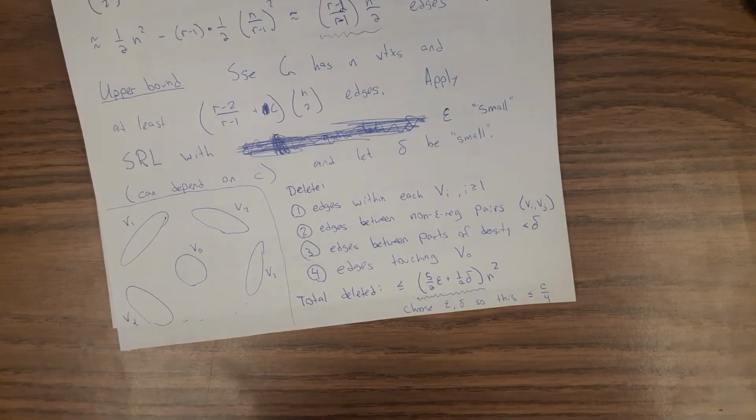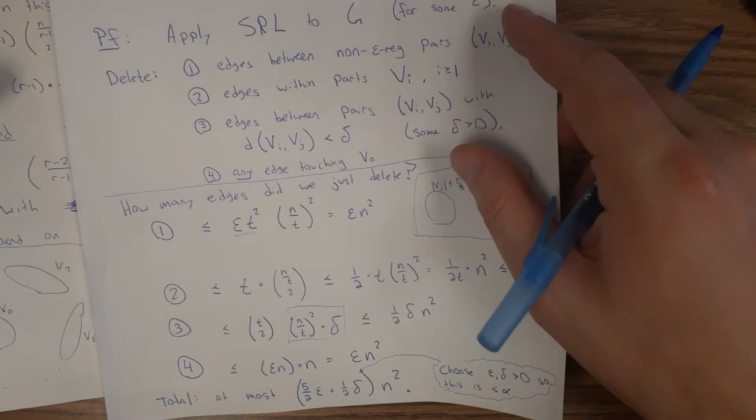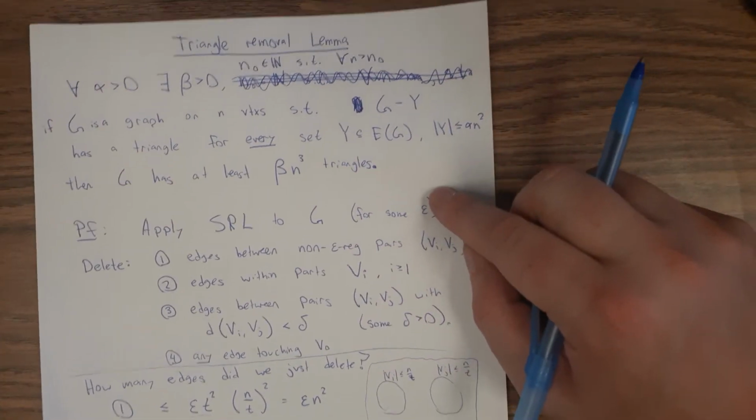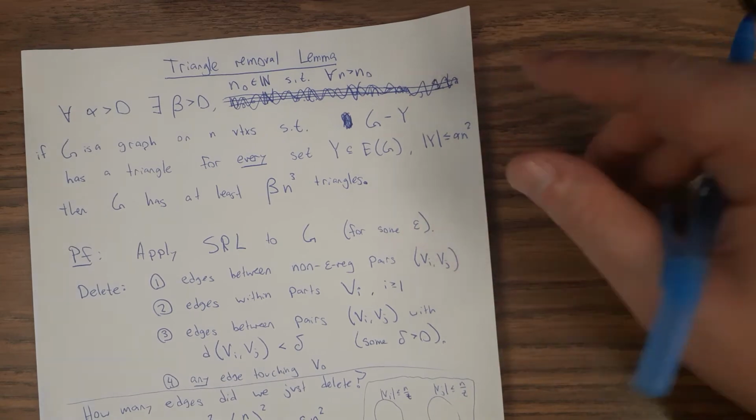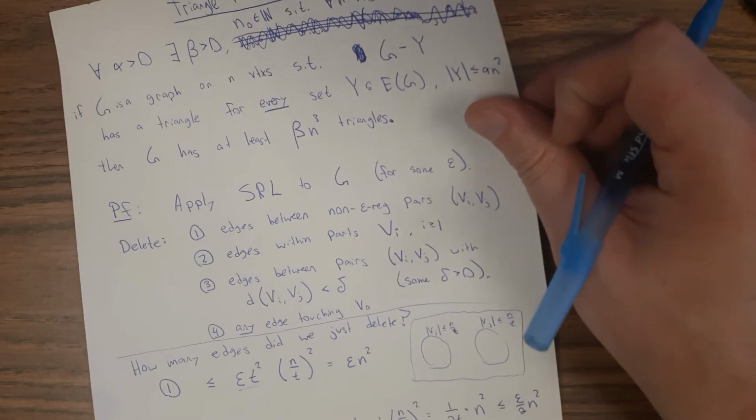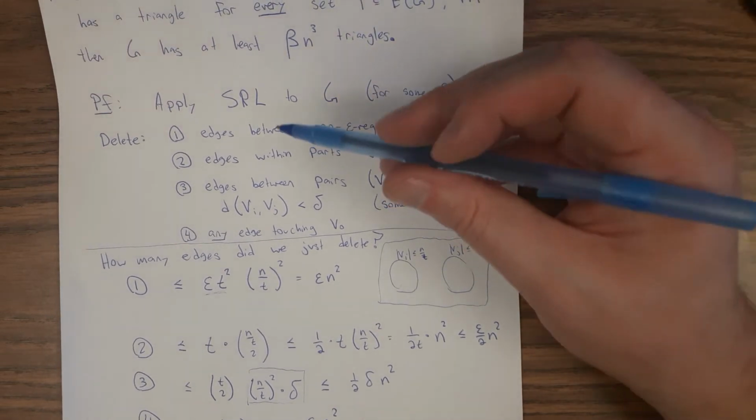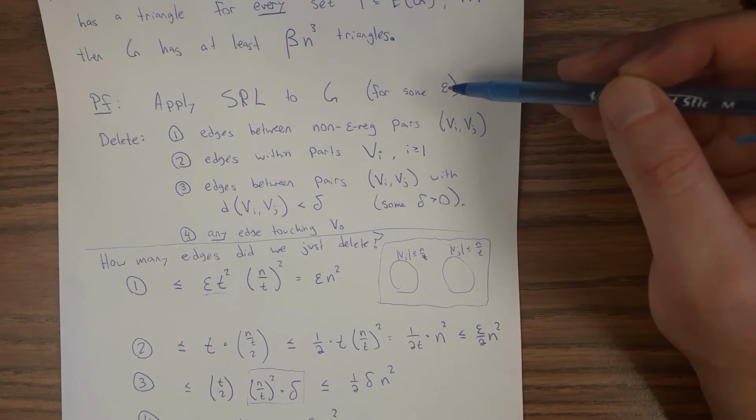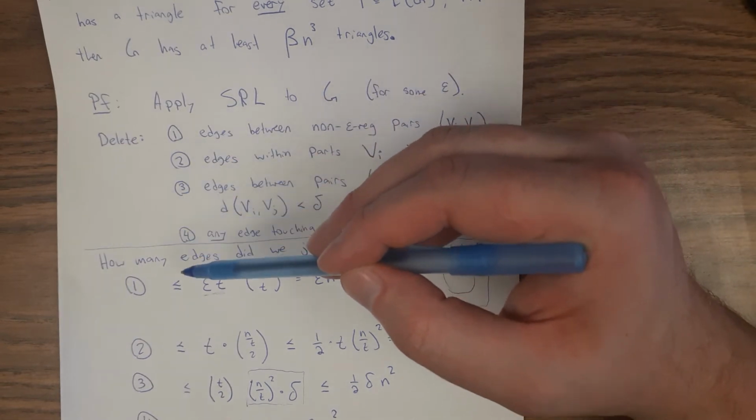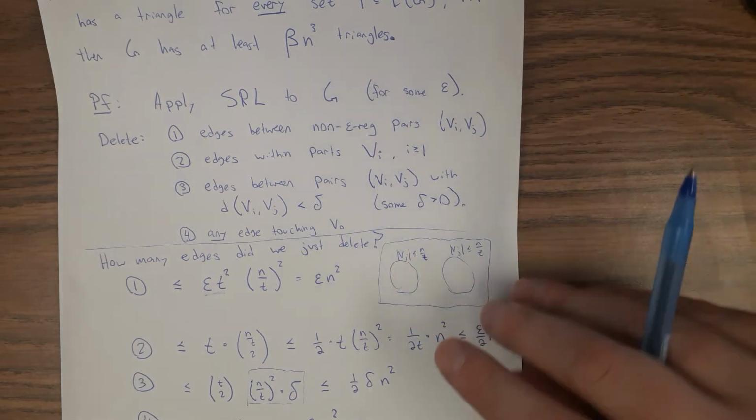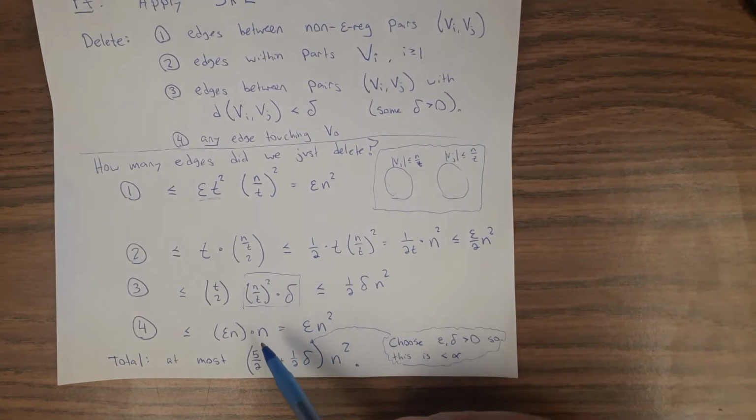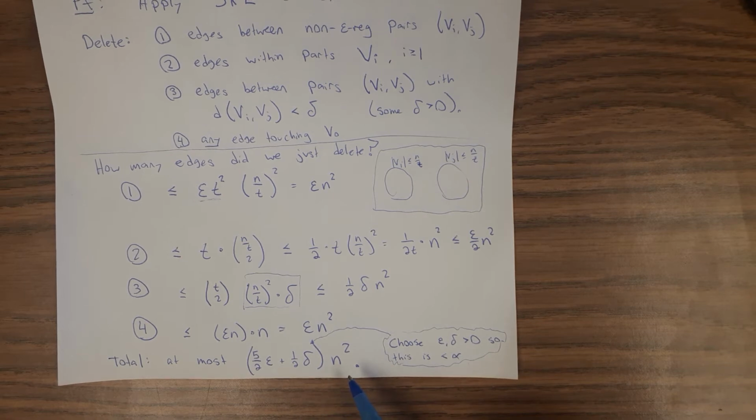And this is very similar to something that we did when we were proving the triangle removal lemma. This is just a page of notes. This is elsewhere on e-learning. You can find it from a couple days ago. We applied the regularity lemma to a graph for a certain value of epsilon, and then we deleted those exact 4 things, and then we estimated the number of edges that we deleted, and we found that it was at most this. So I'm just going to steal that for our purposes now. The number of edges that we just deleted for us is at most this.